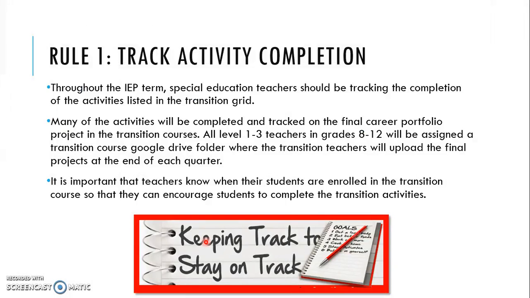So rule 1 to go along with this is to track the activity completion. Throughout the IEP term, special education teachers should be tracking the completion of the activities listed in the grid. So anything you write in there, you are the primary person as the teacher making sure that these things are happening. Many of the activities are going to be completed and tracked in the final career portfolio project in the transition courses.